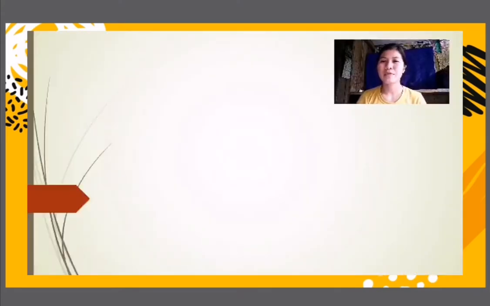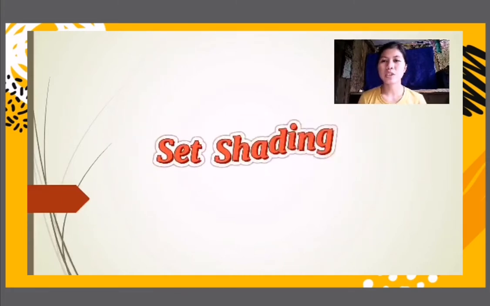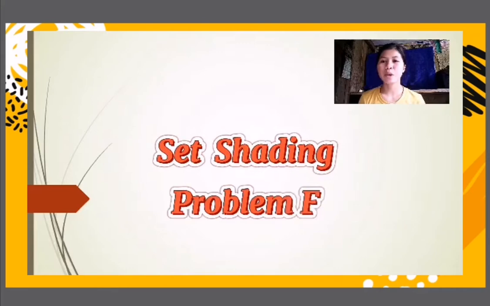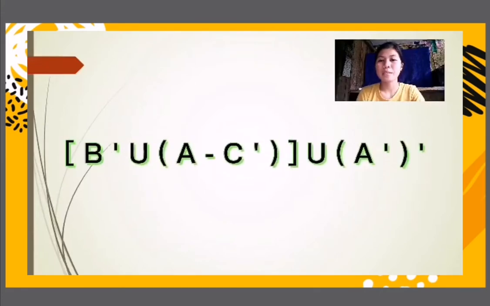Good day to each and everyone. I am Jana Cordelia from Group 6, and for this day, I will tackle set shading, and I have the problem to solve, which is problem F. Problem F is B complement union with A minus C complement, then union with the complement of A complement. I will show you my solution step by step.